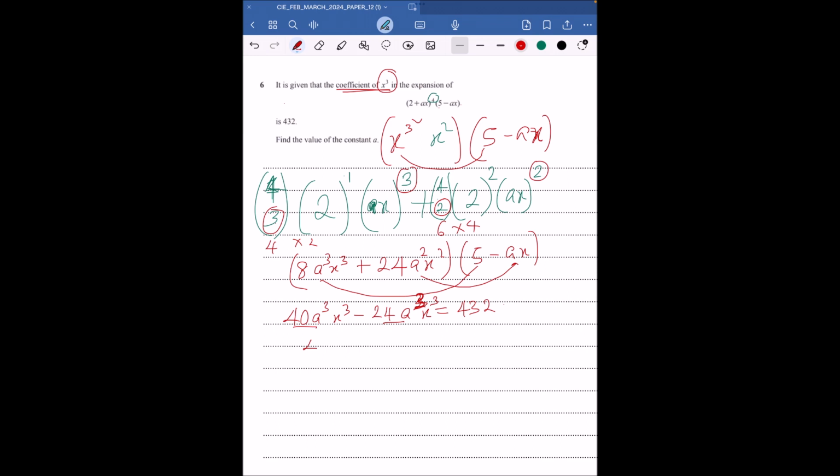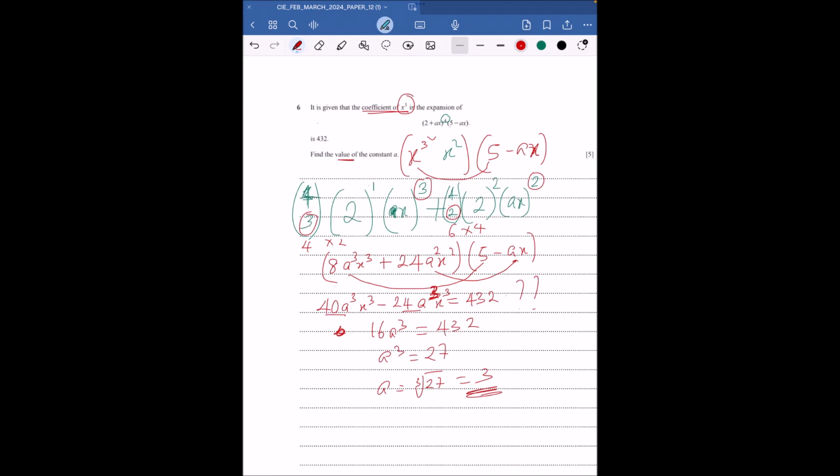minus 24, 16. So that will give me 16a cube is equals to 432. So a cube will be 432 divided by 16, get 27. So a will be cube root of 27, which is 3. So my answer is 3. And if I were to be solving this in cubic, I will not get value. So it's only one value they want.